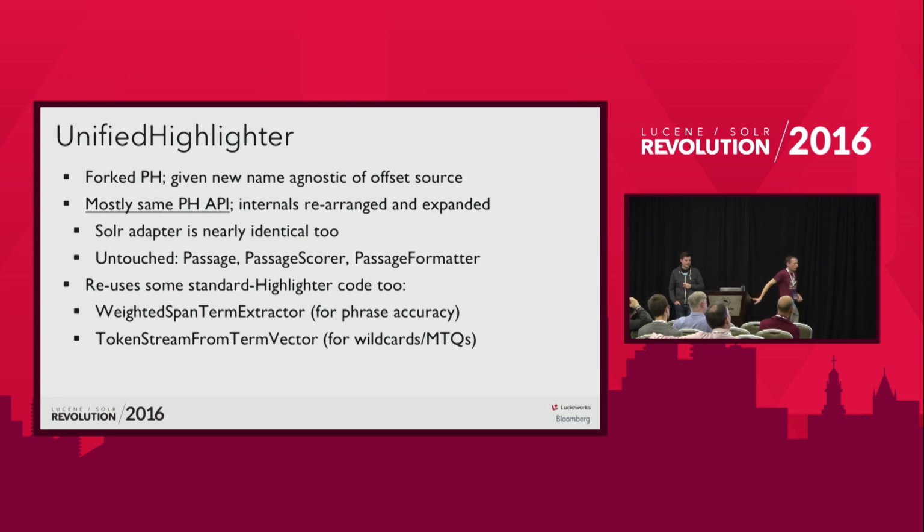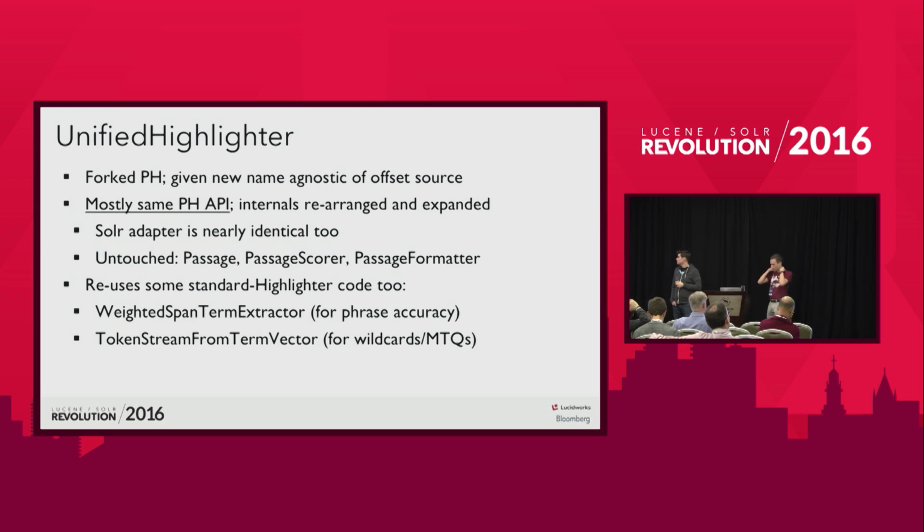So the first thing we did in Bloomberg was take the postings highlighter, copy it into our code base, and give it a new name befitting of the fact that this is not the postings highlighter anymore. It's going to highlight off of term vectors. It's going to do analysis.